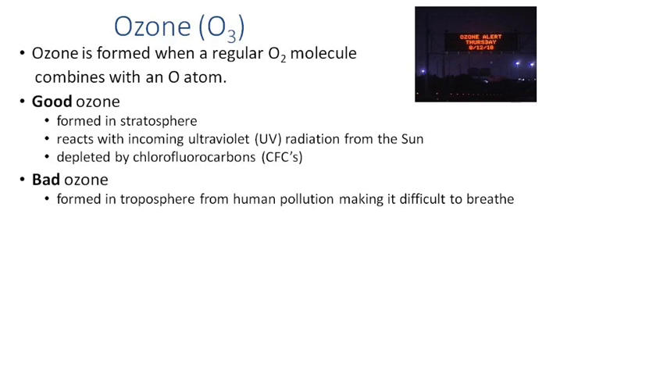Bad ozone then is actually in the troposphere. Remember, the troposphere is the lowest layer of the Earth's atmosphere. Bad ozone is what we call a secondary pollutant, and it makes it difficult for people to breathe. I don't live there, but there are places where you see these ozone alerts, ozone alert in the troposphere.